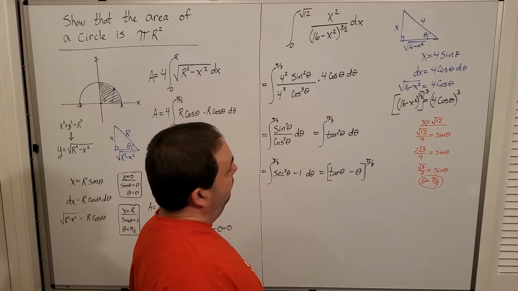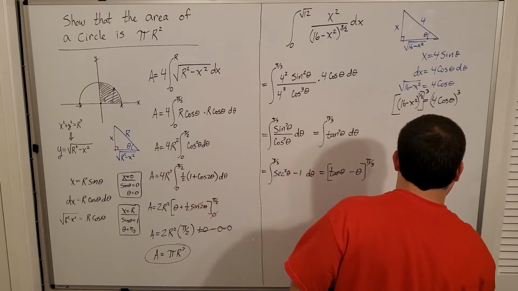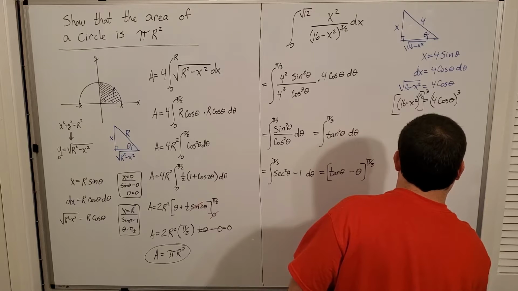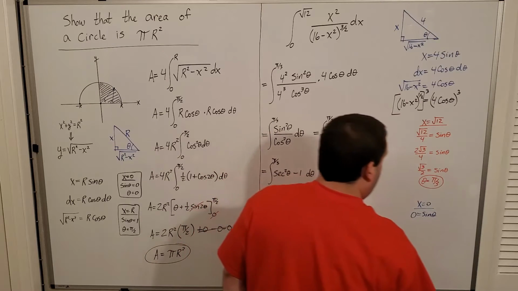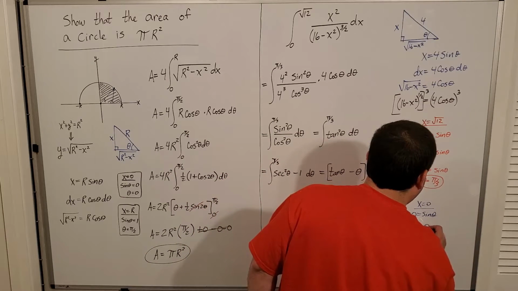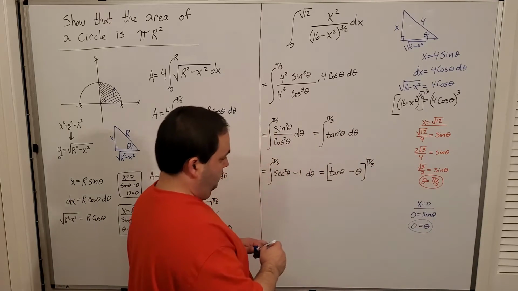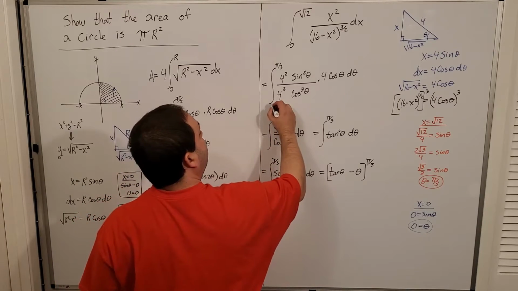Okay, what about the other end on that one? When x is 0, that one's pretty straightforward. That means I have 0 is equal to sine theta, which of course is going to happen when theta is equal to 0. So my lower limit here is still 0.